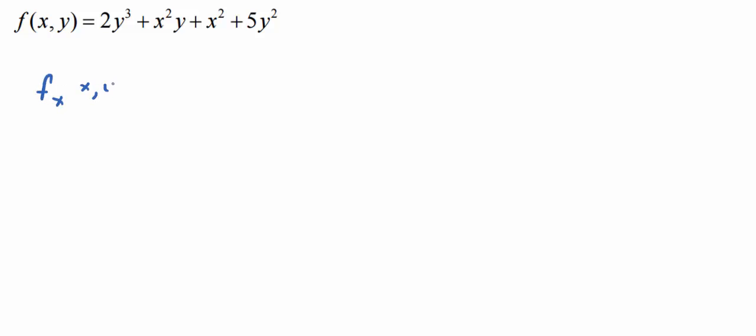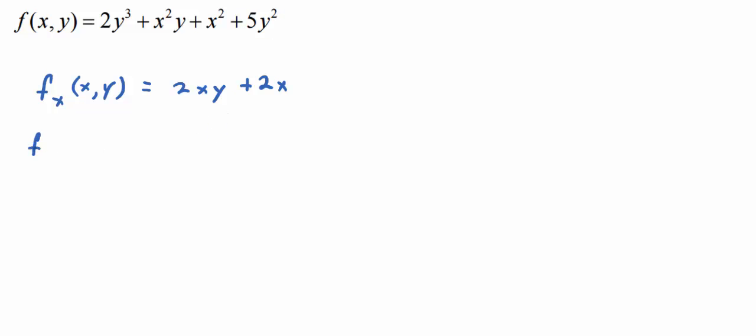The partial of f with respect to x, what is that going to be? Well, this term is a constant with respect to x, so its derivative is 0. This term will become 2xy, using the power rule and thinking of x squared as what we're taking the derivative of. y is just a constant, plus 2x. And then likewise, the last term goes to 0 when you take its derivative.